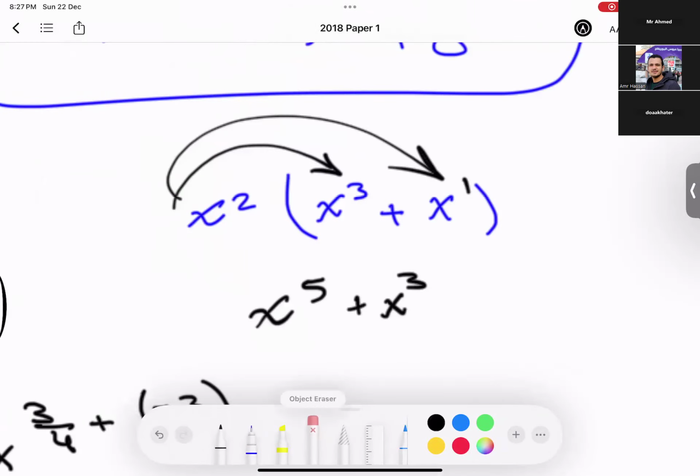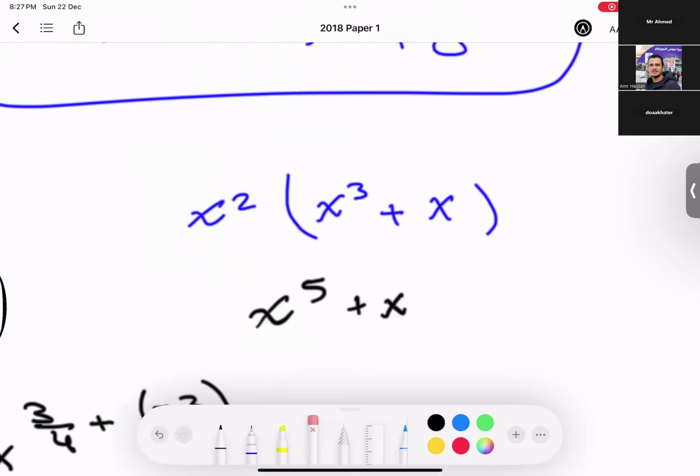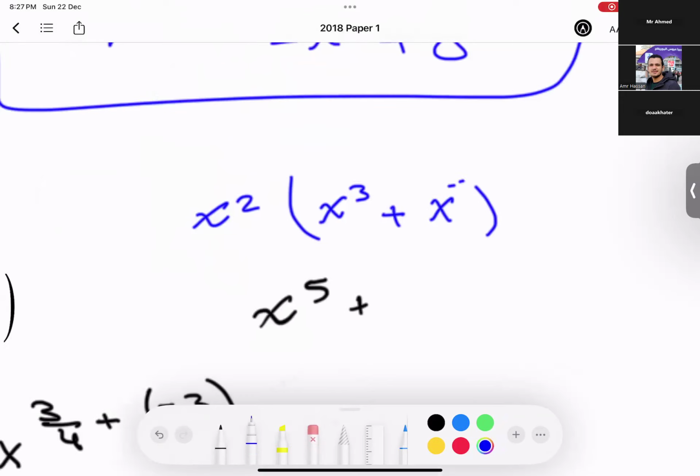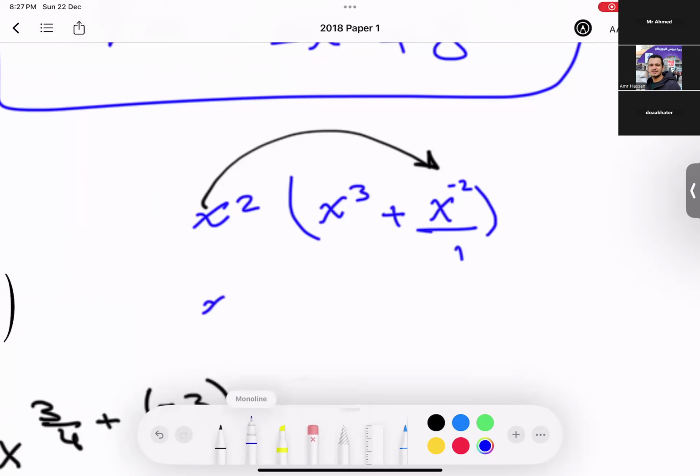Mm-hmm. But what if we have something that is a little bit tricky? This one is negative 2. What should I do? I have to do the same thing, right? It's going to be x to the power of 2 multiplied with x to the power of negative 2. If you got confused, listen, you could swap it. The rule tells us every single time you have a negative power, we need to swap their places. So if this one is written as x to the power of negative 2 over 1, I could write it as 1 over x to the power of 2. Here we have x to the power of 3. What I want to do, I need to swap their places. So it's going to be 1 over x squared.